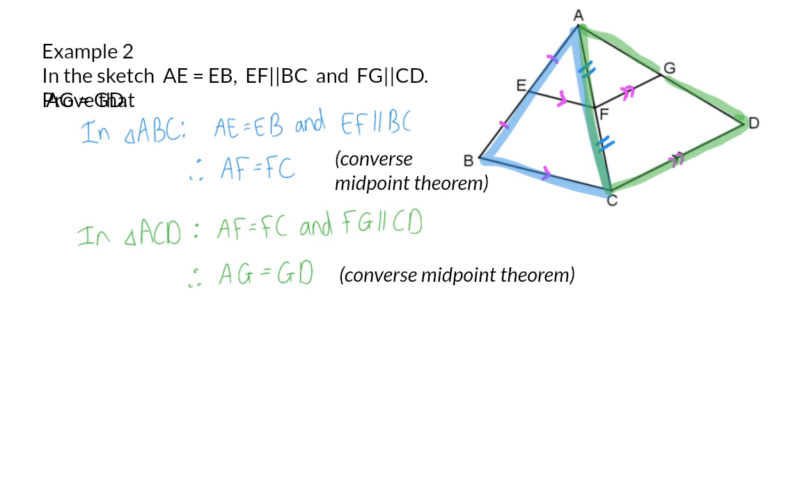And again, my reason will be converse midpoint theorem. From these two examples, it is now clear that you sometimes need to first work in one triangle and make a conclusion that you can use in a second triangle.